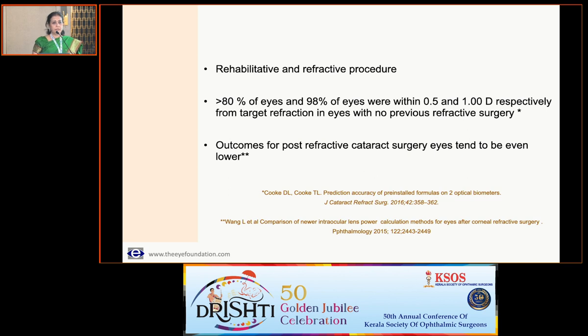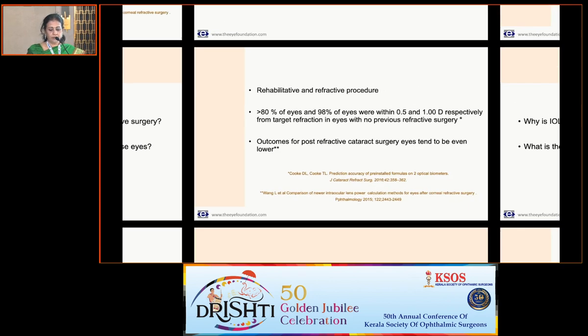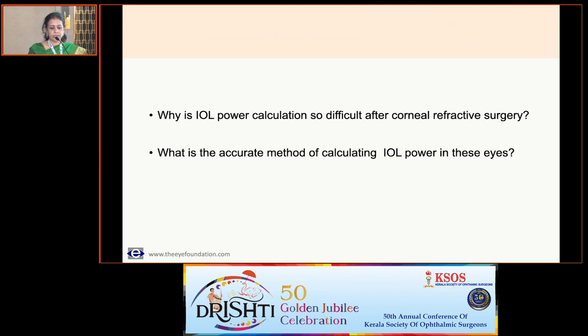So essentially, we all know that today the way cataract surgery stands, it's not just rehabilitative, but it's also a refractive procedure wherein more than 80% of the patients are within plus minus 0.5, and 98% of them are within plus minus 1 diopter of target refraction if there has been no refractive surgery done. But the outcomes become challenged if there has been a refractive surgery done and you come for a cataract surgery.